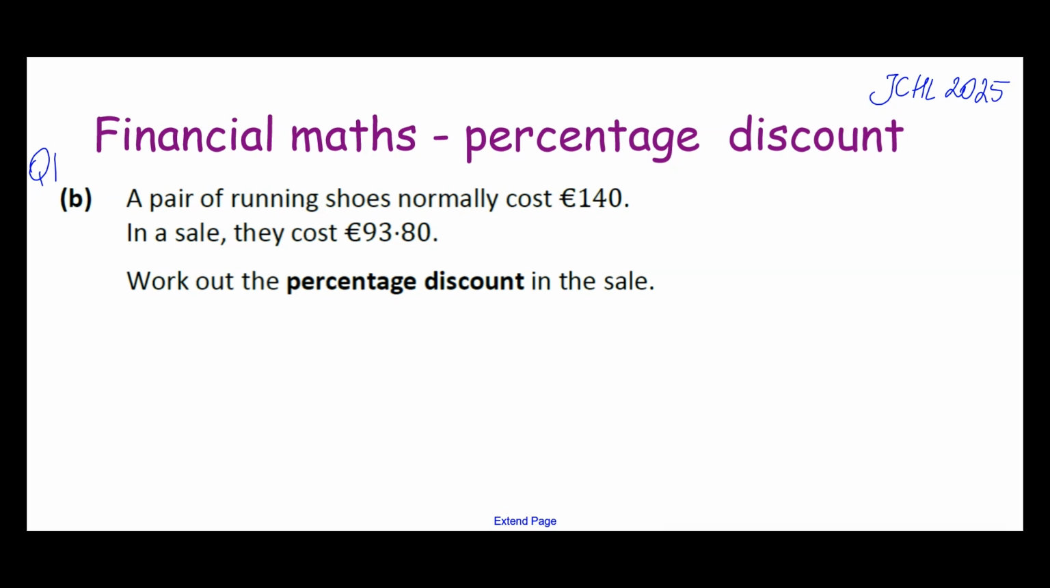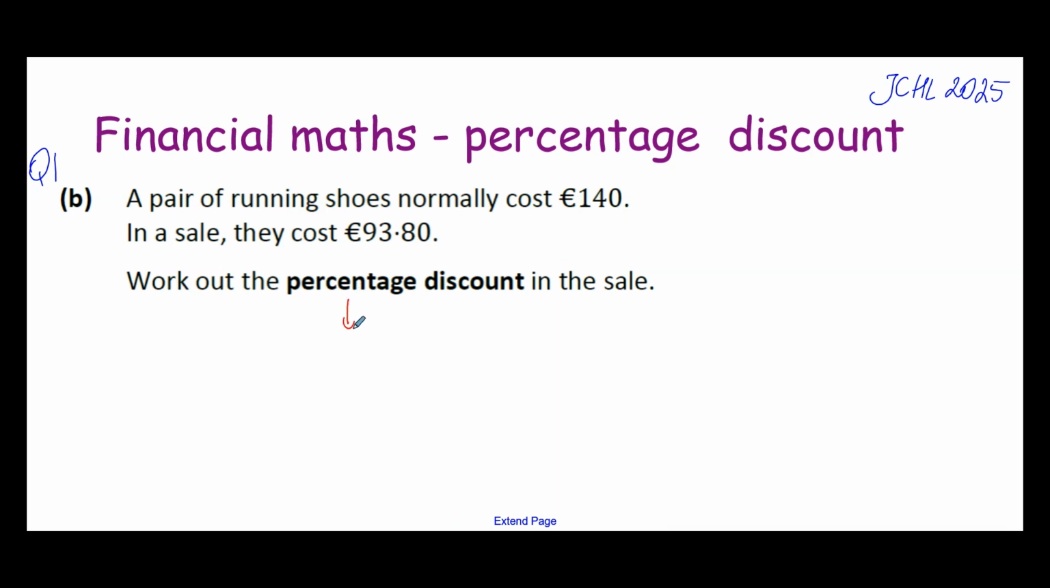Let's have a look at this aspect of financial maths or arithmetic, whatever you want to call that: percentage discount. A pair of running shoes normally costs €140. In a sale, they cost €93.80. Work out the percentage discount.